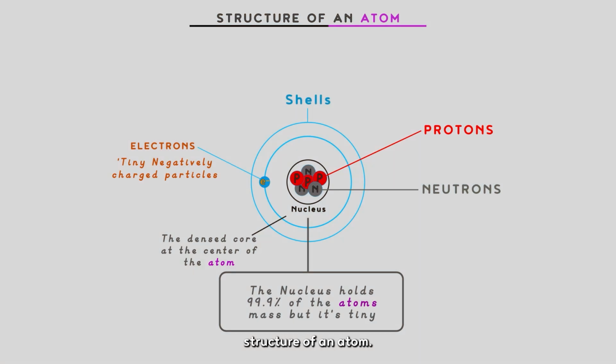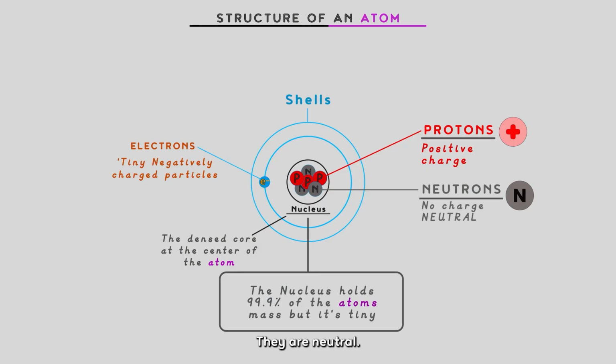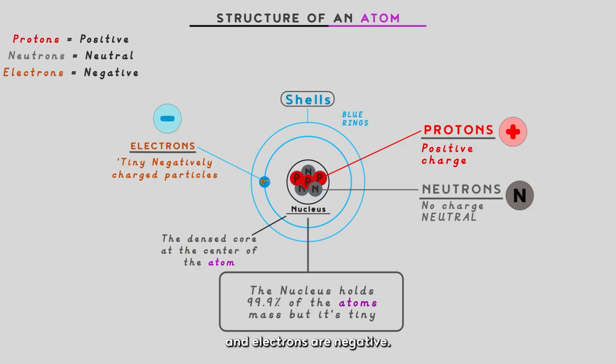Let's refocus on the structure of an atom. At the center of the atom is the nucleus, which contains protons and neutrons. Protons carry a positive charge. Neutrons have no charge. They are neutral. Surrounding the nucleus are the electron shells, often shown as blue rings. These shells hold electrons, which have a negative charge. So, in summary, protons are positive, neutrons are neutral, and electrons are negative.